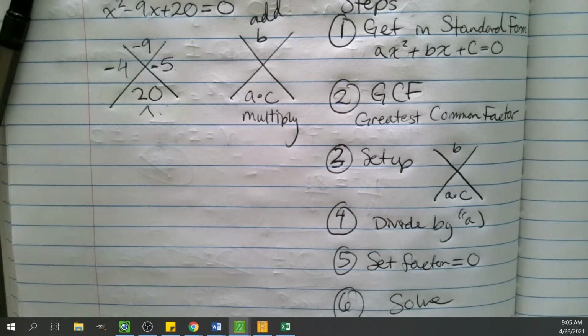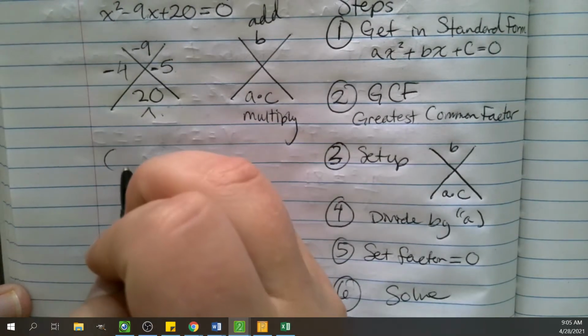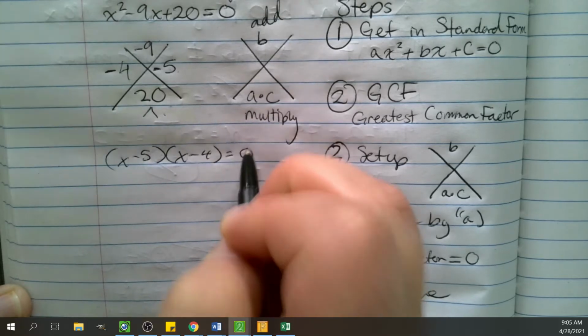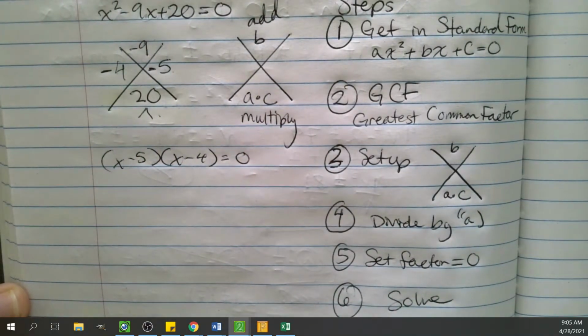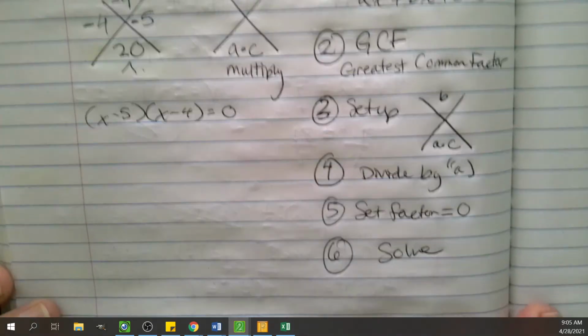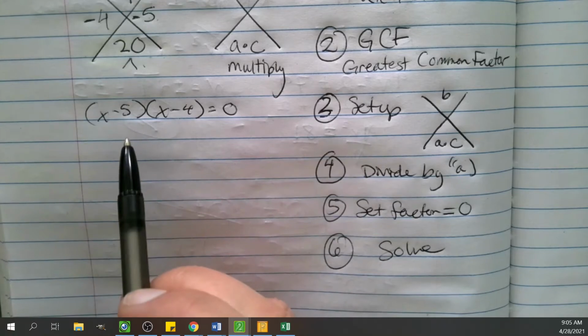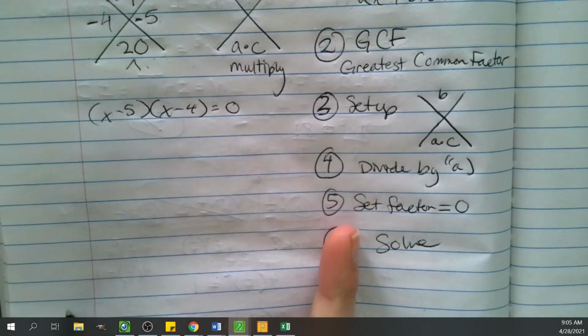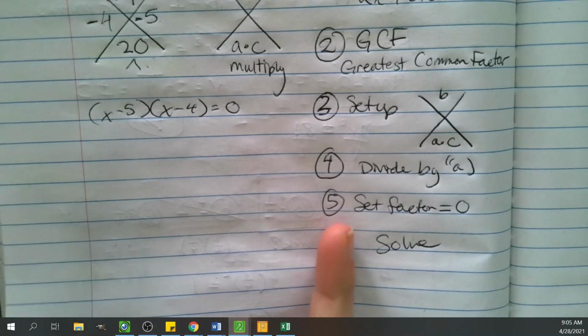Johnny, you want to set up my factors for me? Does the order matter? It does not. The order doesn't matter on multiplication, addition, subtraction. It does on division. Sorry. Okay. Alan, what do I do next? Now that I have my factors, what's my next step? We're on step 5. Nope, step 5.